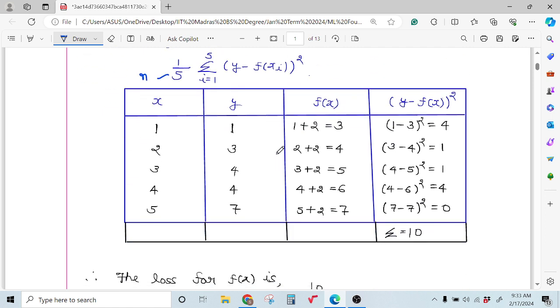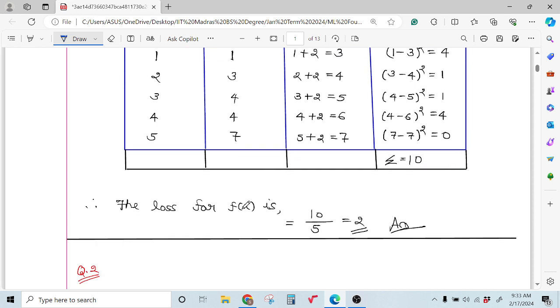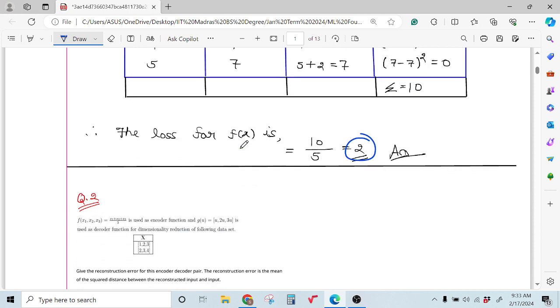We have written down the data points and calculated f(x), and then calculated (y minus f(x)) whole square. The sum of all these values is 10. So the loss for the given model f(x) is 10 by 5, that is equal to 2. So 2 is our answer. Let us proceed with the next problem.